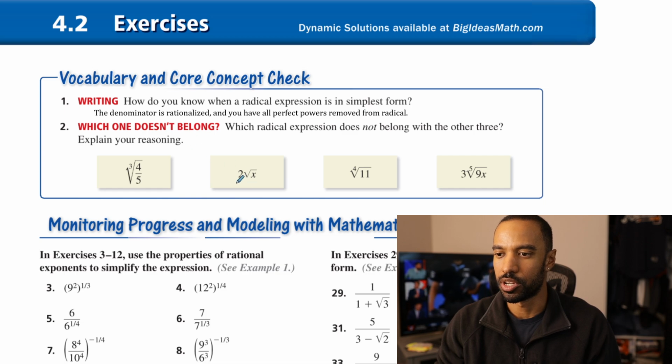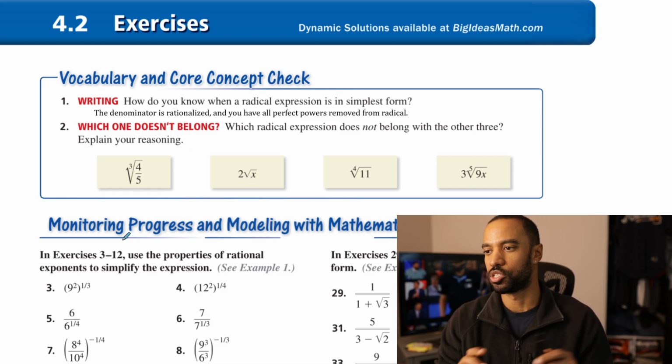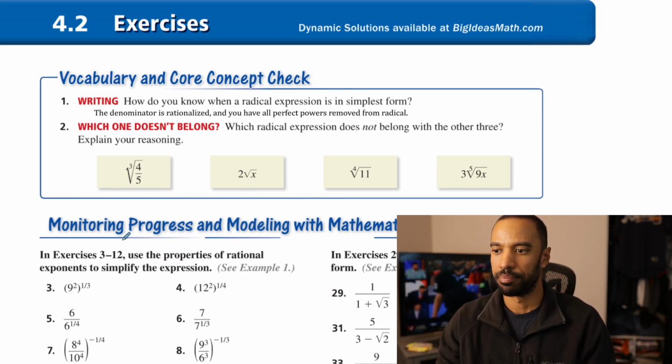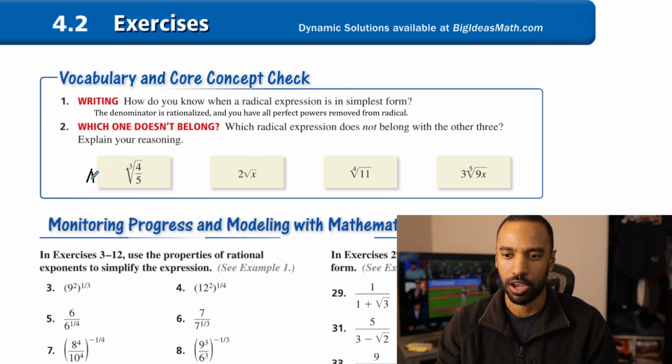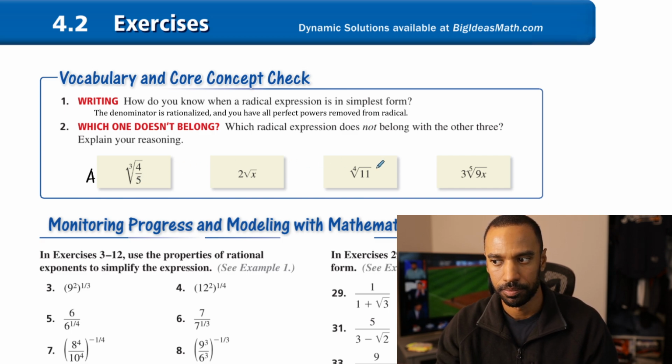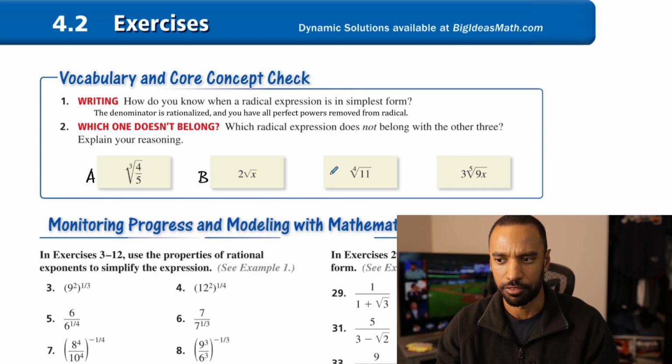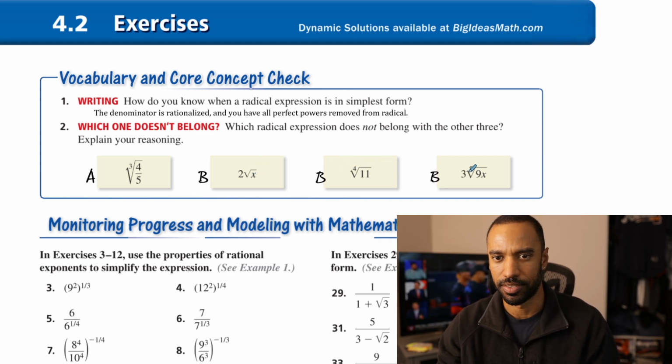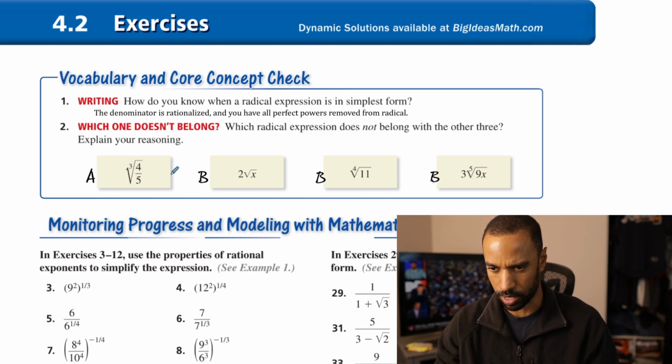All right, number 2, which one doesn't belong? Which radical expression does not belong with the other 3? Explain your reasoning. Okay, so this one, if I call that A, all I would say for now that I know is that that has an irrational denominator, so it's not simplified. I'd assume the other 3 are simplified, so they are probably the different B's, because there's nothing else I can pull out of here. Square root of x, I can't do anything with. 4th root of 11, no. And 5th root of 9x, this isn't square root, so I can't do anything else with these.